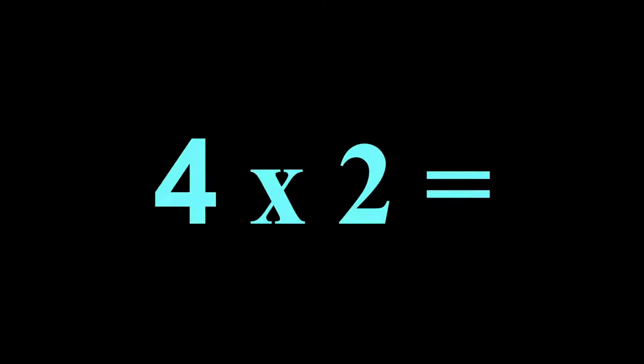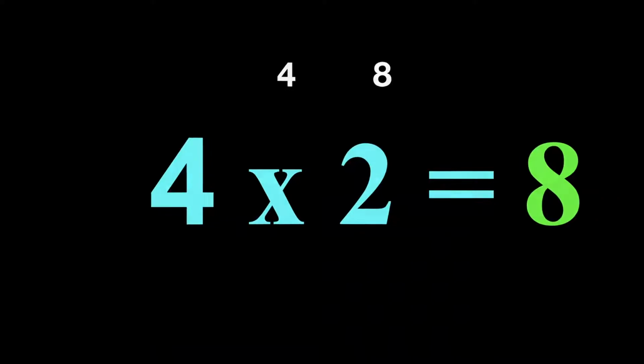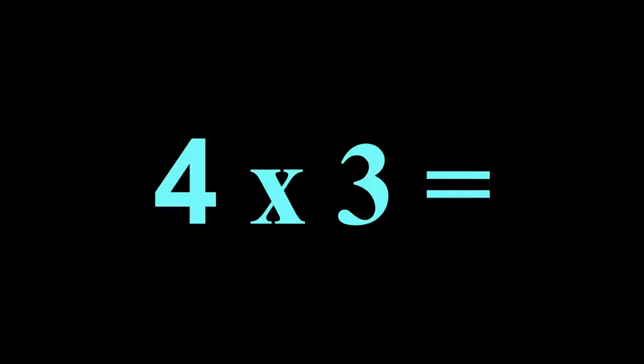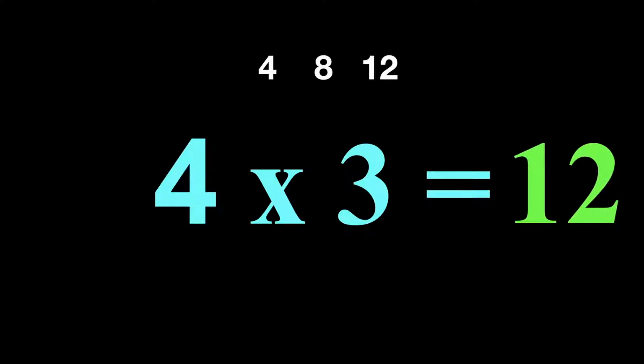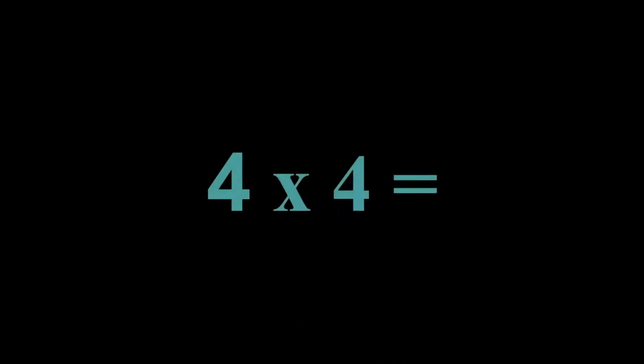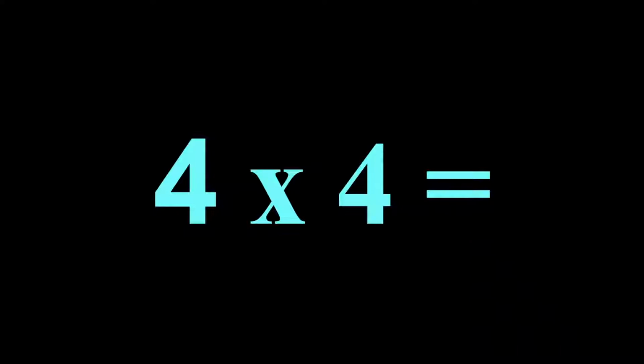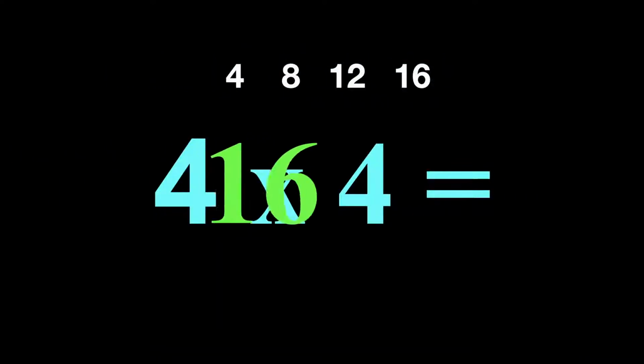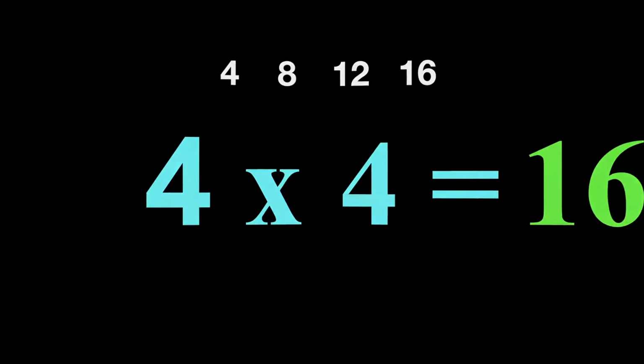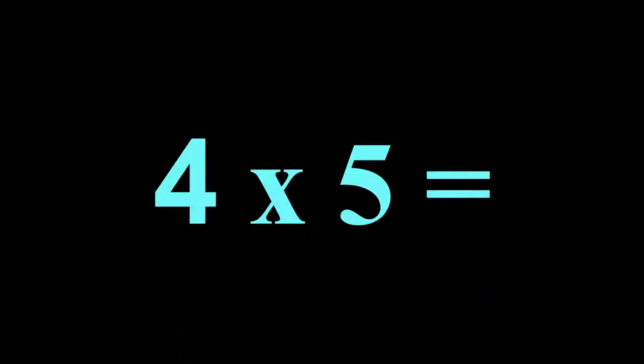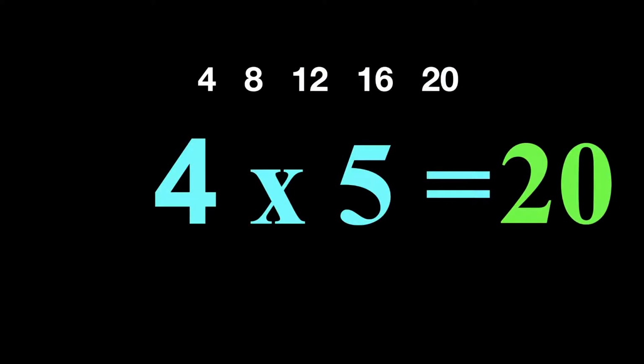4 times 2, here's where we can use counting by 4. You just go 4, 8. So 4 times 2 is equal to 8. That was easy. 4 times 3, 4, 8, 12. 4 times 3 is 12. 4 times 4, let's try it. 4, 8, 12, 16. Takes practice, but over time you'll get it. 4 times 5, 4, 8, 12, 16, 20.